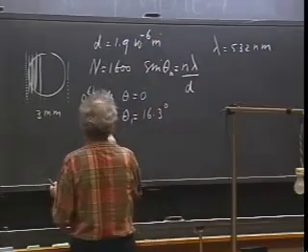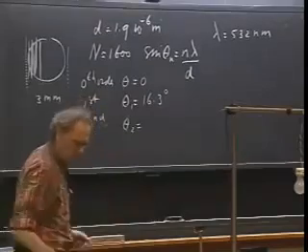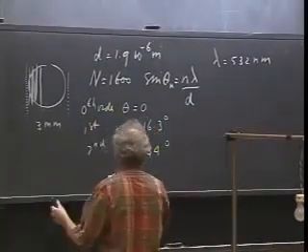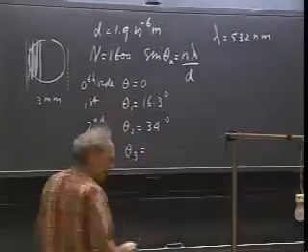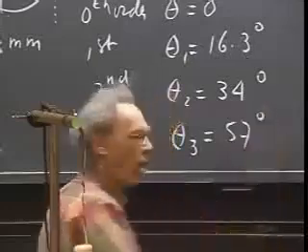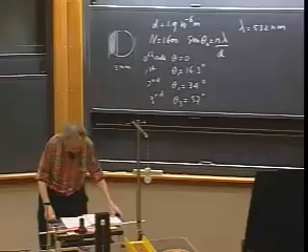And then I can go to the second order, theta 2, for that color. It's different for different colors. And I find 34 degrees. And I can go to the third order, and I find theta 3 is then 57 degrees. And there is no fourth order. That would make the sine of theta larger than 1. So there are only zeroth order, and then there are first, second, and third order.